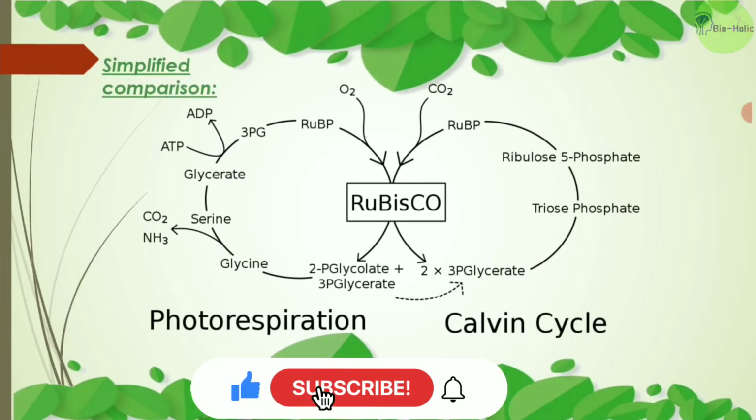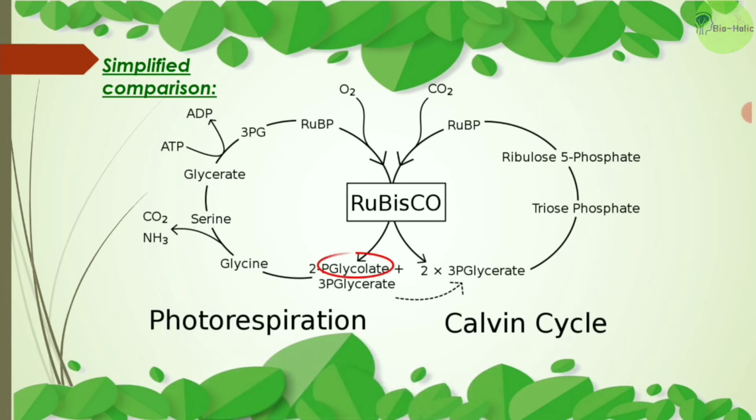This is the simplified comparison between photorespiration and the Calvin cycle. In photorespiration, two molecules of phosphoglycolate and one molecule of 3-phosphoglycerate are produced. And because the phosphoglycolate has two carbon atoms, that's why this cycle is also called the C2 cycle. But in case of the Calvin cycle, two molecules of 3-phosphoglycerate are produced and the phosphoglyceric acid or 3-PGA has 3 carbons in its structure. That's why it is called the C3 cycle. And in the Calvin cycle, we know that glucose is made, but in photorespiration, glucose molecules cannot be produced.